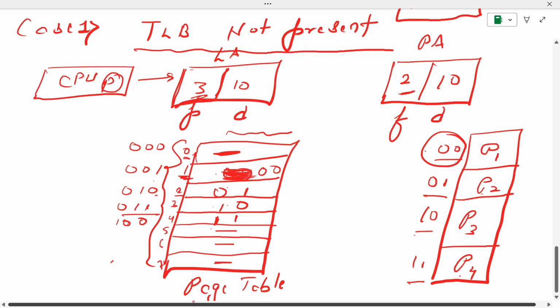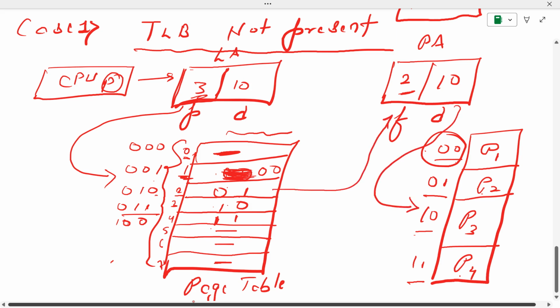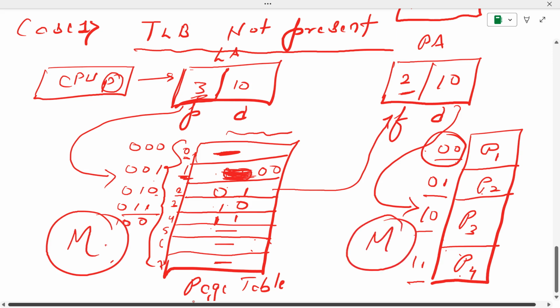So from here, whatever the page number is, the corresponding frame number will be taken, and from here we can go inside the main memory and get the page, right? Both these tables are stored in the main memory. So first we access the page table, which takes m time, and accessing this also takes m time, because both are present in the main memory. So it takes twice, 2m time, to access these two. So without TLB, the total memory access time will be 2m.